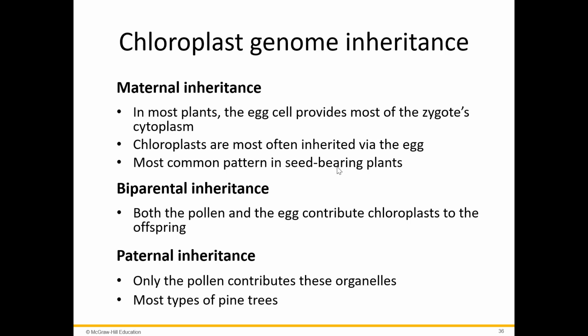So there's biparental inheritance, where both the pollen and the egg contribute chloroplasts to the offspring. And then there's paternal inheritance, where only the pollen contributes these organelles. Most types of pine trees are this way. But in animals, the eggs all contain the organelles, and the male does not contribute any kind of organelles. But in plants, they can have maternal, biparental, and paternal inheritance.